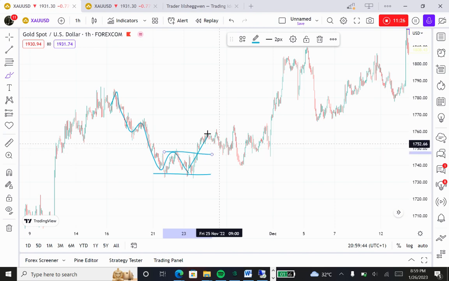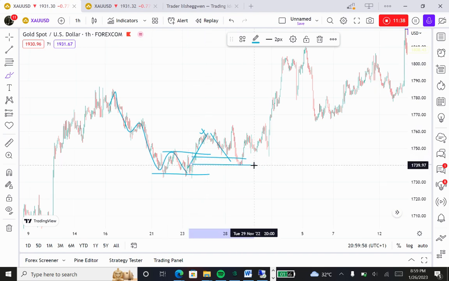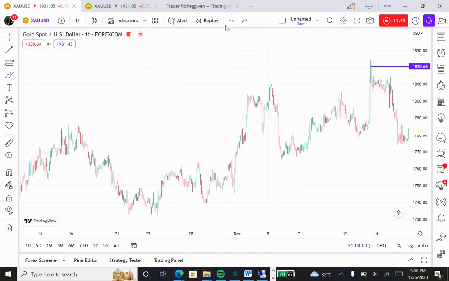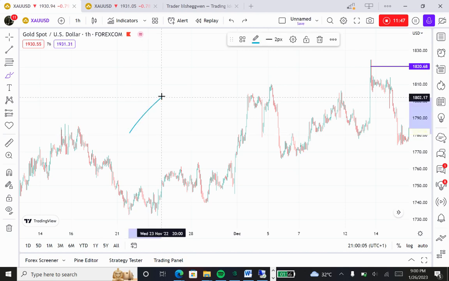Okay, now you don't buy from here, because this is not a good price. This is not a good price for you to buy. Then you wait for the market to come back to your demand zone or support or whatever it is that you call it. I don't like giving so much name. So let me just clear this and let me draw it the right way.